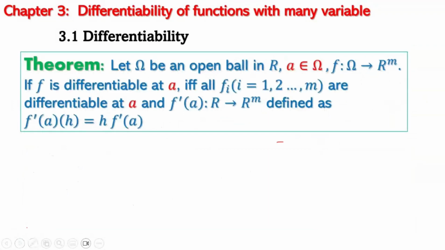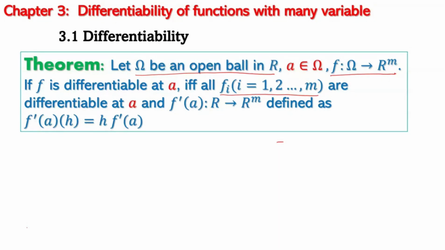Okay, so now we have another interesting definition for functions. Let omega be an open ball in R, and let f be a function from omega to Rm. Then f is differentiable at a if and only if each f_i, for i from 1 to m, is differentiable at a, and f dash a is a map from R to Rm.